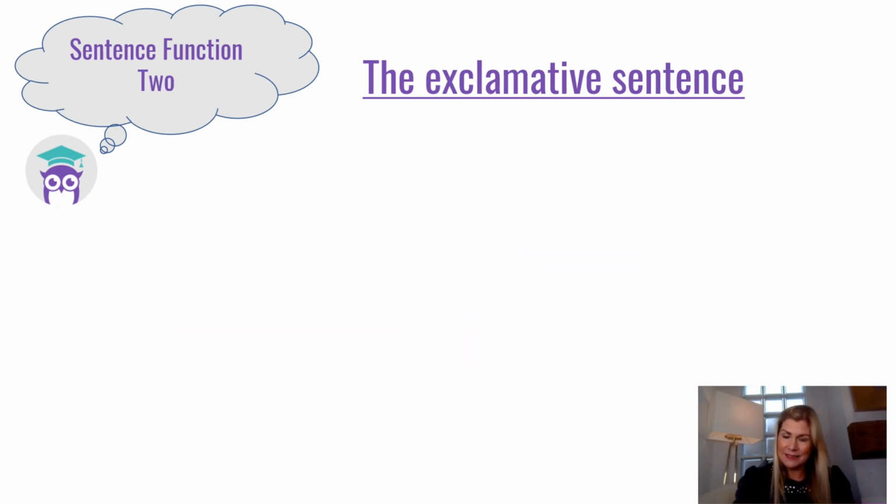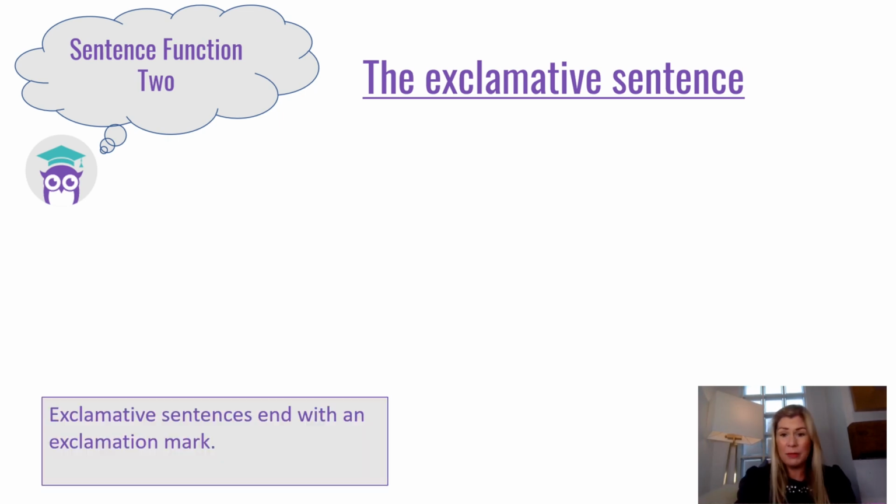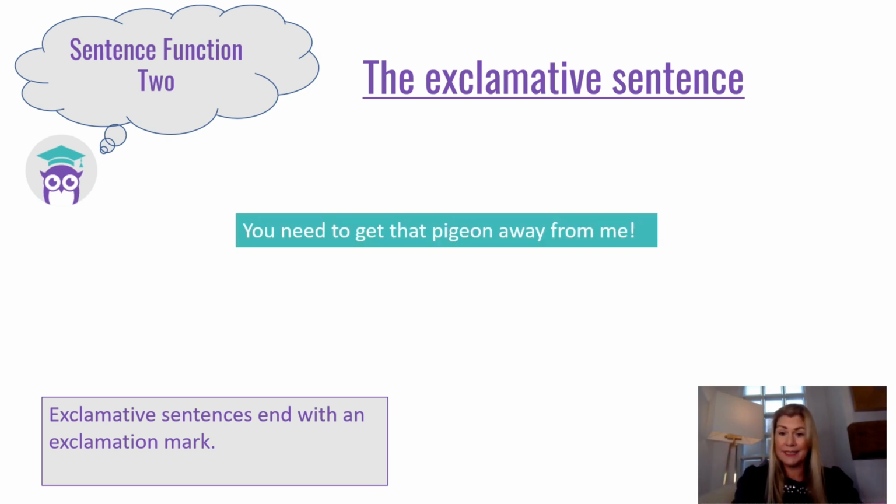The second sentence function that I want to talk to you about is the exclamative sentence. This one is easy because guess what? Exclamative sentences end with an exclamation mark. So anytime you see a sentence with an exclamation mark at the end, you can call it an exclamative, regardless of the length of it. So in the silly example, you need to get that pigeon away from me! You know, obviously, high tension, pigeon in the room, get it away.